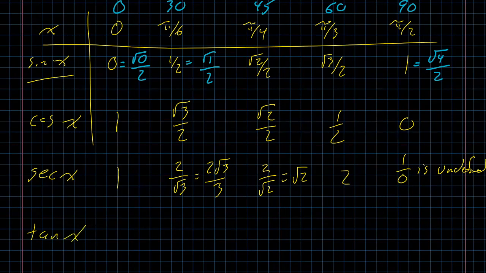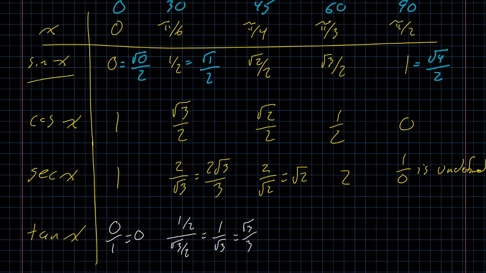Last thing here is the tangent function. Tangent is sine divided by cosine. So take the entry for sine, divide by the entry for cosine. 0 over 1 is 0. 1/2 over the square root of 3 over 2 is 1 over the square root of 3, which we generally rationalize and write as root 3 over 3.